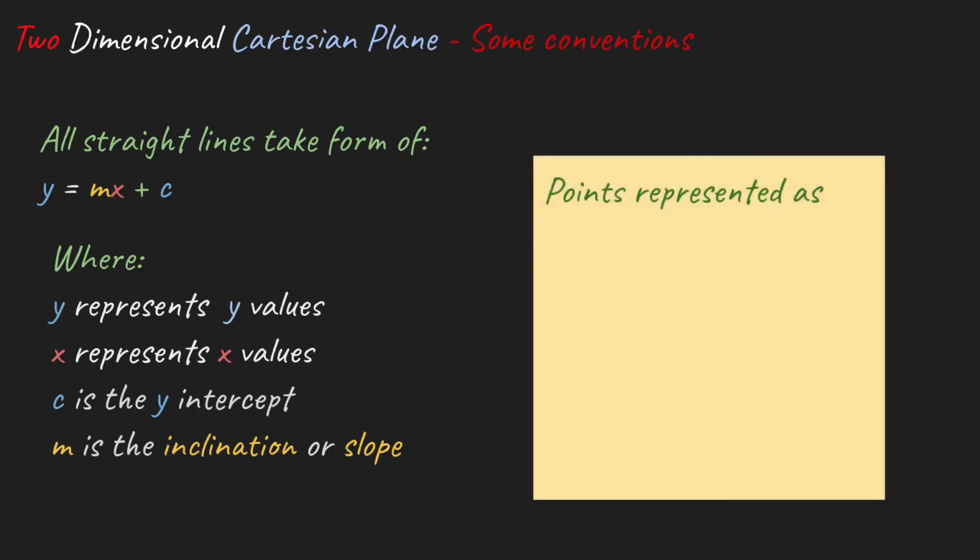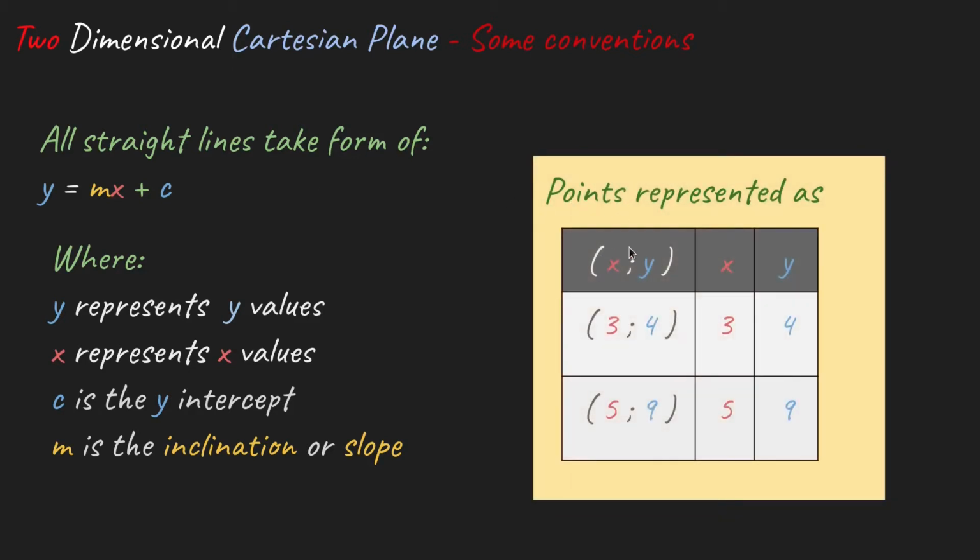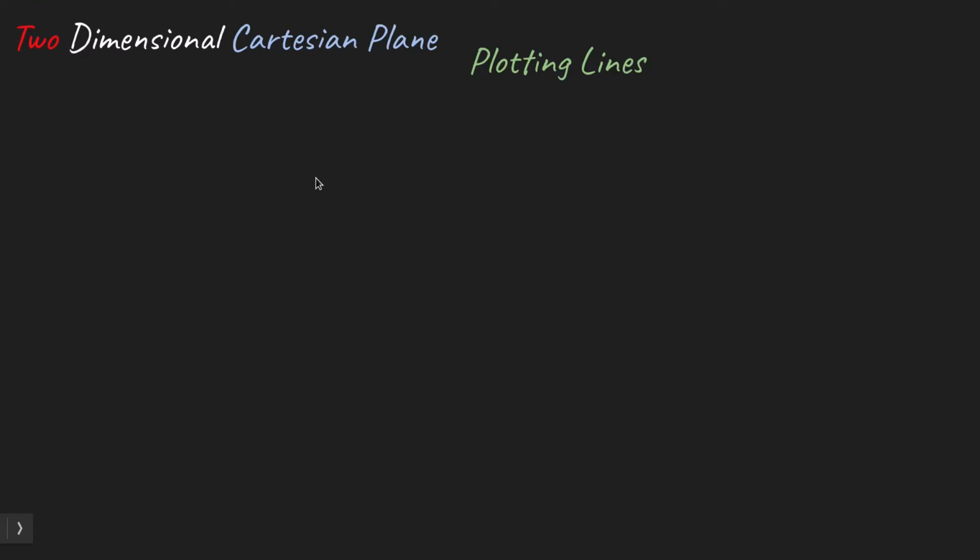Okay, so when we draw points, we know that we want to represent them as x, y. So I've got two examples here where x is 3 and y is 4 is a point. And that point will be represented as bracket 3 semicolon 4 close bracket. That's the way we represent a point. Similarly 5, 9: the x value will be 5 and the y value will be 9. Okay, so let's start plotting some things.